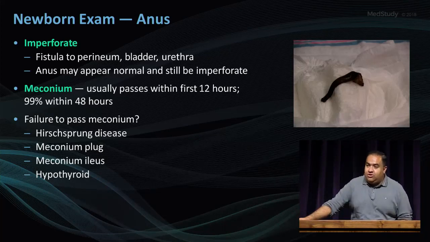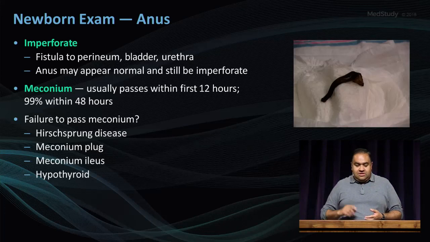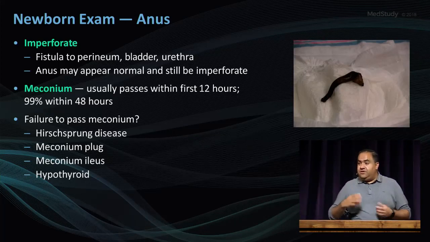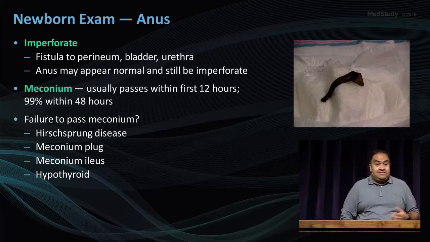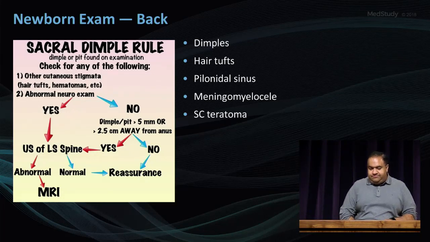If you don't pass meconium in the first 48 hours, then you need to assess the kid to see if they have Hirschsprung's, meconium plug, meconium ileus, or hypothyroid. If meconium plug or ileus is on your differential and there is a concern, then that child must be assessed for cystic fibrosis, okay? All right, the back, sacral dimple. I always look to see if there's a dimple.